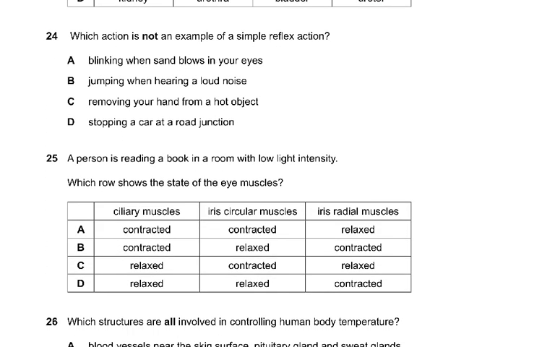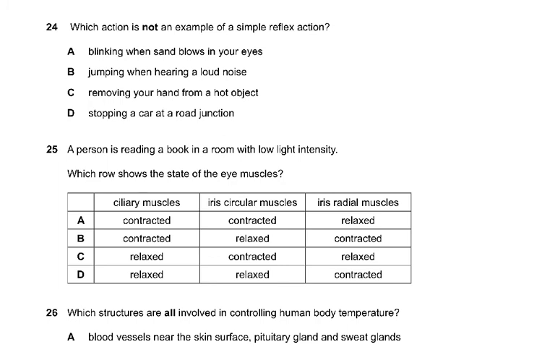Question number 24. Which action is not an example of a simple reflex action? Now, reflex actions are automatic responses to a stimulus. So you look at all these, and blinking when sand blows in your eyes, that is a stimulus, and then something your response. Jumping when you hear a loud noise is the stimulus, jumping is the response. Removing your hand from a hot object, stimulus.